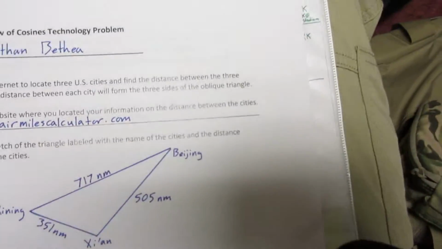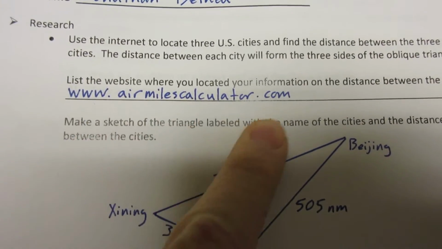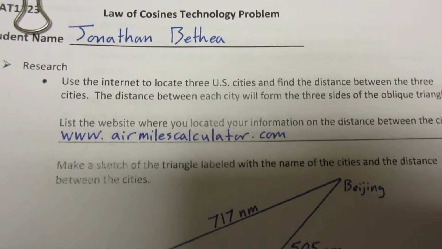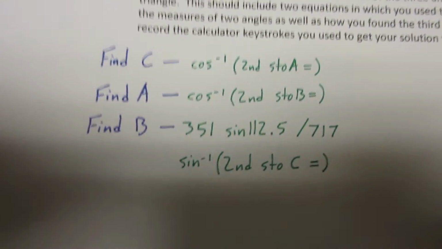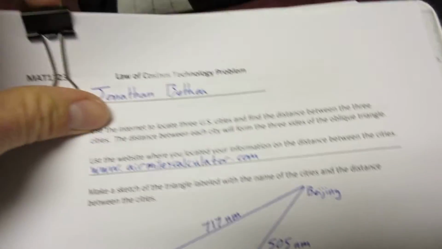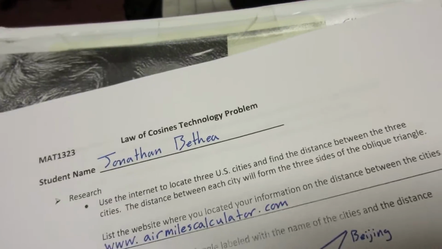So let's see what we've got here. I used Air Miles Calculator right here, as you can see from my miles. Got my triangle down right there, and there's my calculations. So let's dig in and see what we got here.